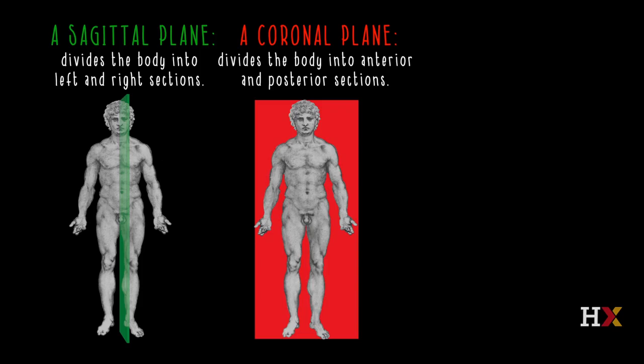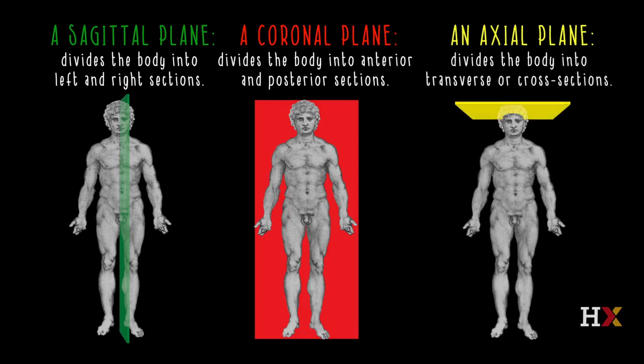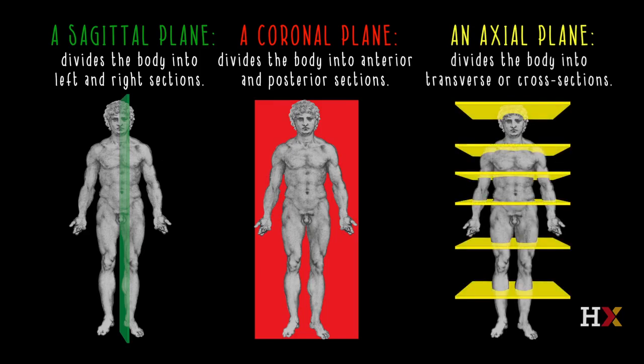So those are at right angles to one another, and then the last plane will be at right angles to both of those, and that's an axial plane. Axial planes will divide the body into cross sections at right angles to the sagittal and coronal planes.